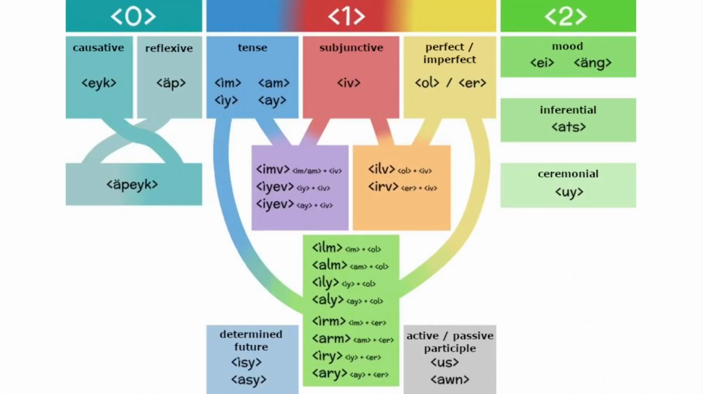Here you see a beautiful picture by Ayana O'Neill that shows all the infixes. It also shows the compound infixes, so the ones that are built together from the tense, subjunctive, and perfect, imperfect one. So for example, the if plus the ol would become ilf, because sometimes you want to have both, the if and the ol in the verb.